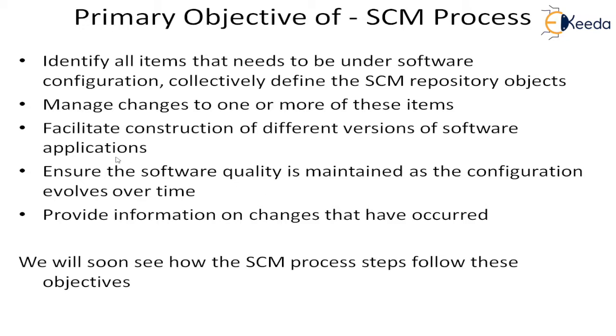That kind of assurance is one of the objectives of the SCM, and also it will provide information on changes that have occurred. So basically, managing all the changes that we are doing and all the issues that we had during the changes properly is the primary objective of the SCM, and on top of it, it will also provide us the information. That means it will give us a good audit trail as well as reporting. So we will soon see how the SCM process steps will follow these objectives. If these are the objectives, then how can we have the processes built around these objectives?